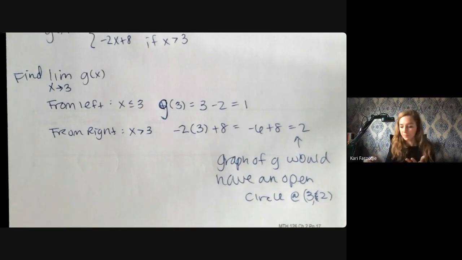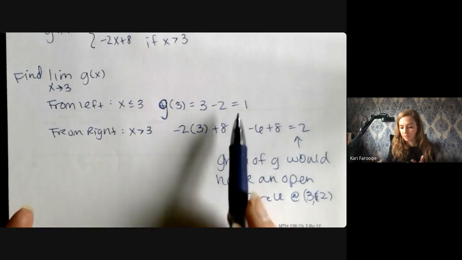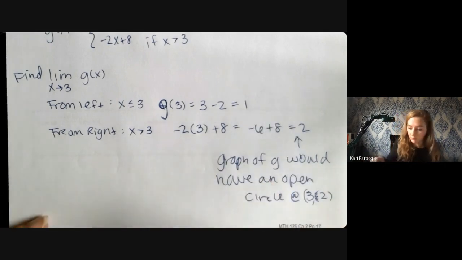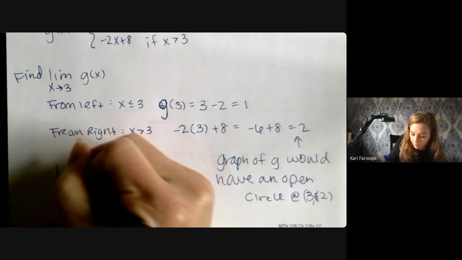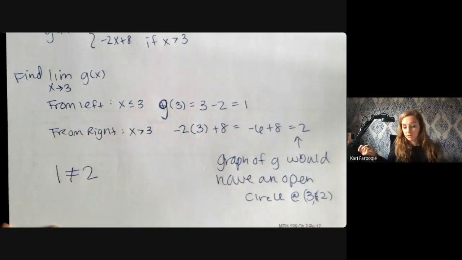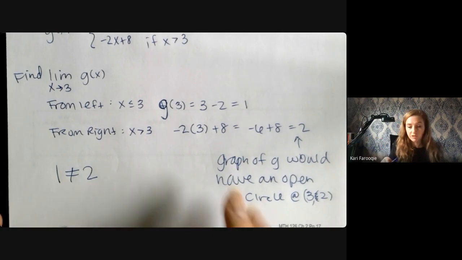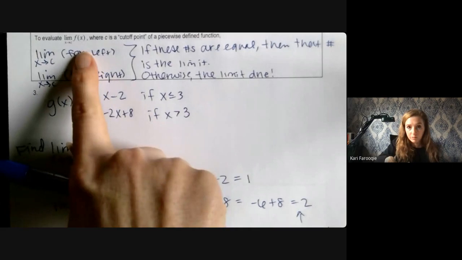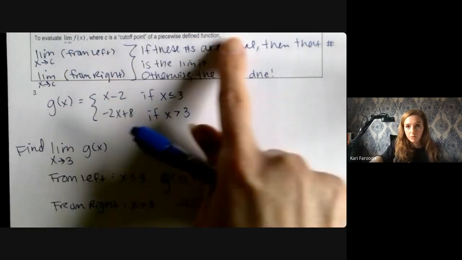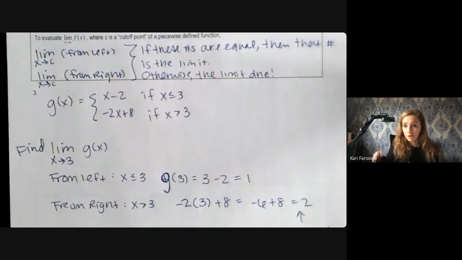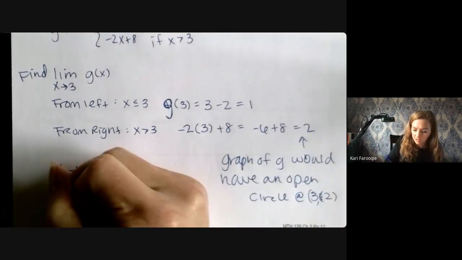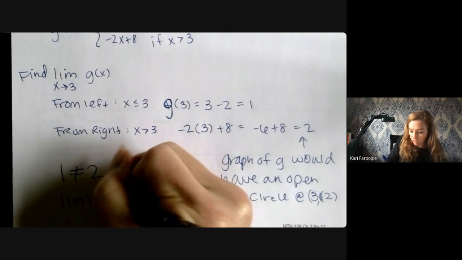Therefore, we would say that there's no way, well, that really doesn't have anything to do with the limit. What really makes a difference here is that 1 does not equal 2. Because 1 doesn't equal 2, we would say that the limit does not exist. Remember, what we're looking for here is that if we take the limit from the left and the limit from the right, if the numbers are equal, then that number is the limit. Otherwise, the limit does not exist. And that's what we've got. We've got a limit does not exist situation.